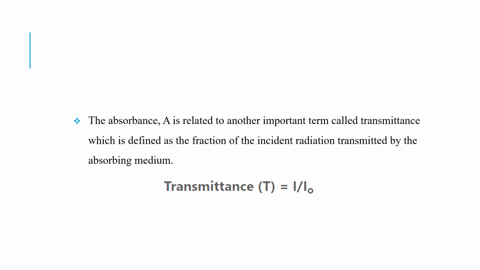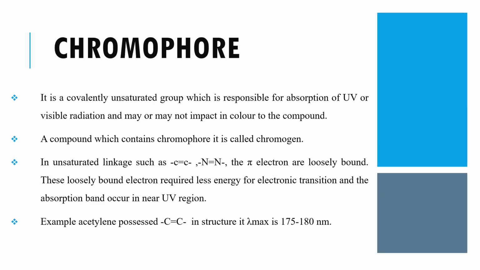There is another term that we also have to see, that is transmittance. That is the fraction of the incident radiation transmitted by the absorbing medium. So transmittance T is defined as I by I0. So that is the difference between absorbance and transmittance.